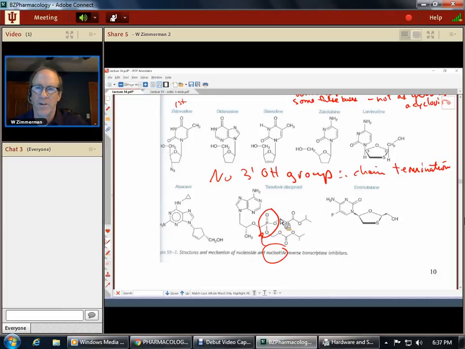Okay, important page. Any questions on that, you guys? Because that really incorporates the acyclovir into these bases, which are the mainstay of HIV therapy.